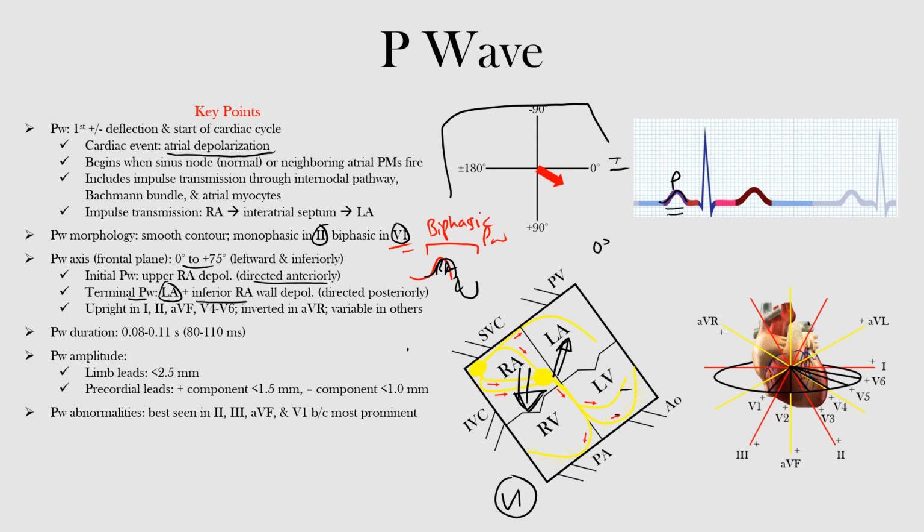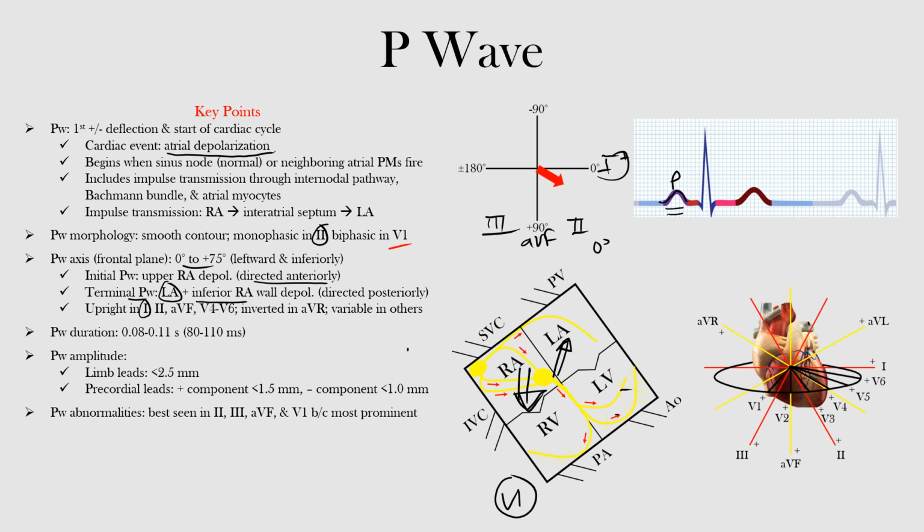Now we should see upright P waves in leads 1, 2, AVF, and V4 through V6. So why is that? Imagine our P wave axis. We said our arrow here in red is our P wave axis, between 0 and positive 75 degrees. This is where the positive end of lead 1 sits. Lead AVF is down here, lead 2 here, and then we have lead 3 on this side. And we're saying that it should be upright and positive in 1. That should make sense. It's going towards 1.